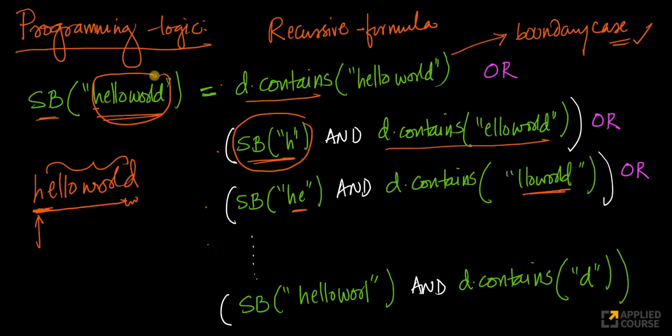To solve this problem, I'm calling a recursion here. I'm calling a recursion here. I'm calling one more recursion. See, these ORs will always be there, right? String break on everything except the last character. And if the dictionary contains the last character, right? This is your recursive formulation.